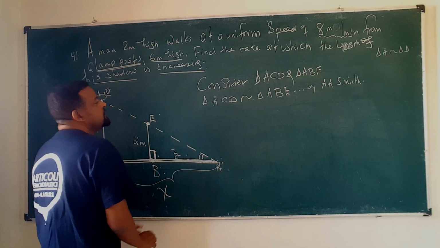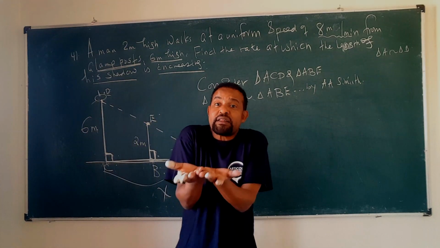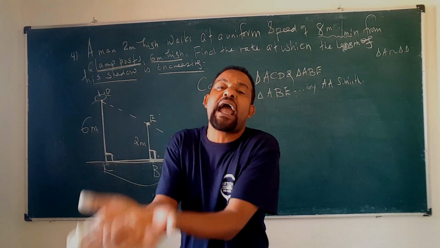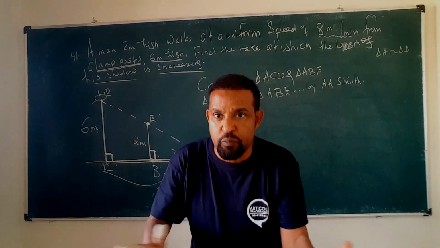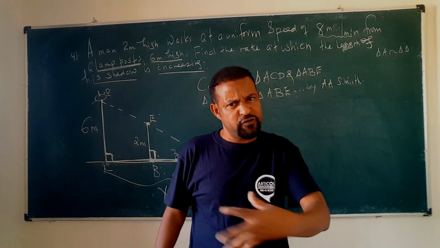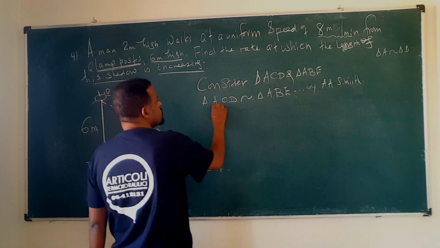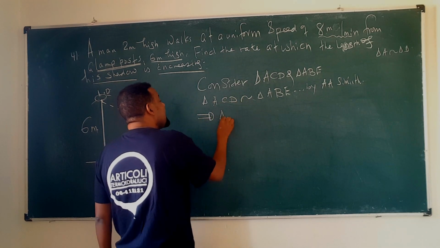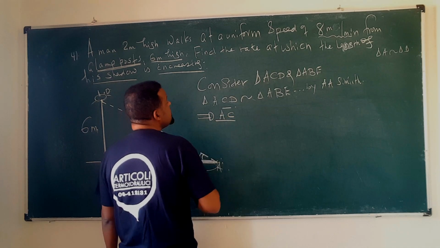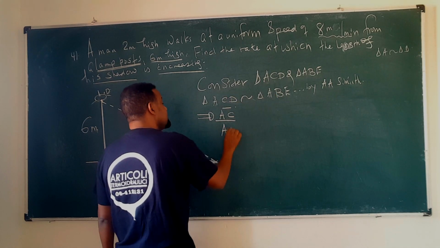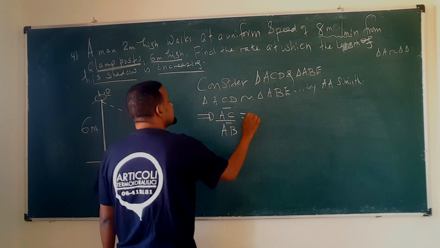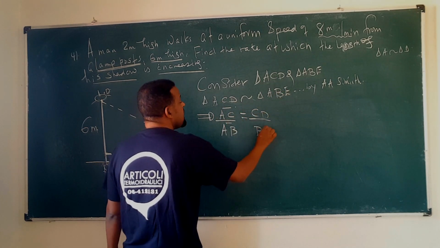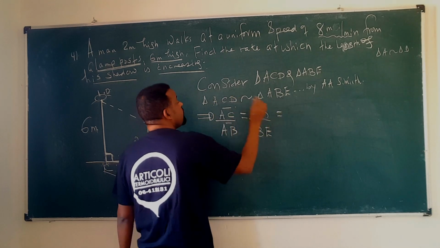Okay. Now look. If two triangles are similar, the ratio of the corresponding sides of the given triangles are proportional. This is the definition of similarity of two triangles. So since they are similar, what do we get from this? The ratio of AC to AB is the same as the ratio of CD to BE, and that of the ratio of what?